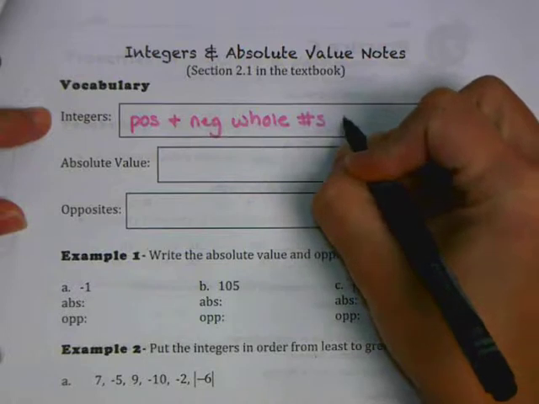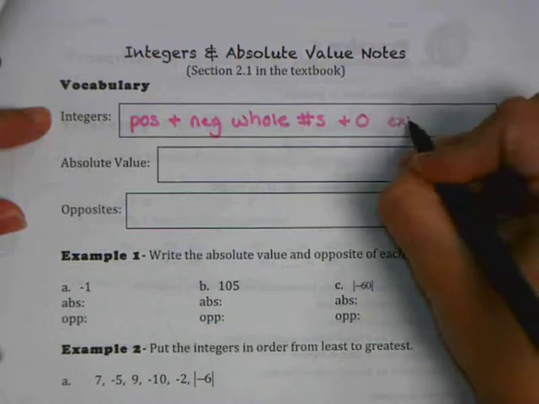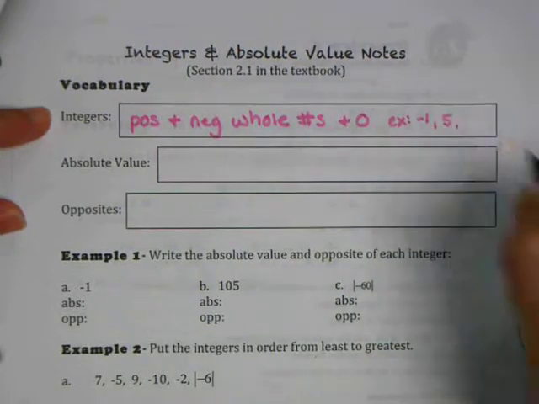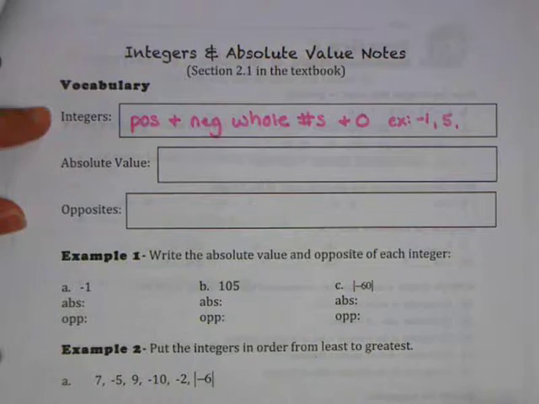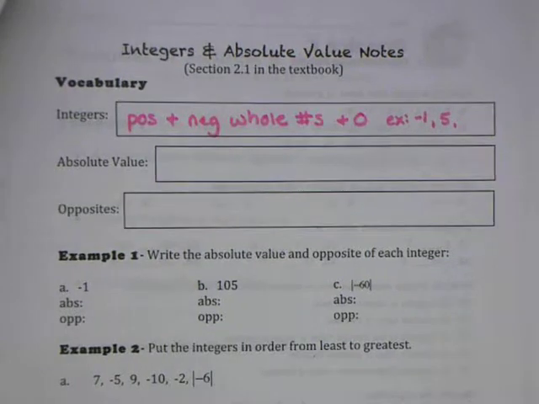We do include 0. We'll put that on here, even though 0 is not really counted as a positive or a negative number. So we'll put some of our examples. -1, 5, 1 million would be an integer. Not anything with decimals or fractions because those aren't whole numbers. So going from integers, let's talk about what absolute value is then.